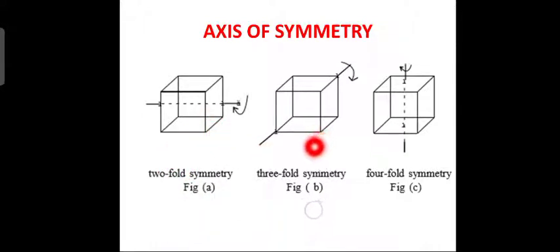Similarly, the second figure indicates three-fold symmetry. That means when you rotate through this axis, this is the axis of rotation, you will get the same appearance three times in one rotation. All right. This is four-fold symmetry. That means with this axis, when you rotate the crystal, you will get the same appearance four times in one complete rotation. So these are the three axes of symmetry.